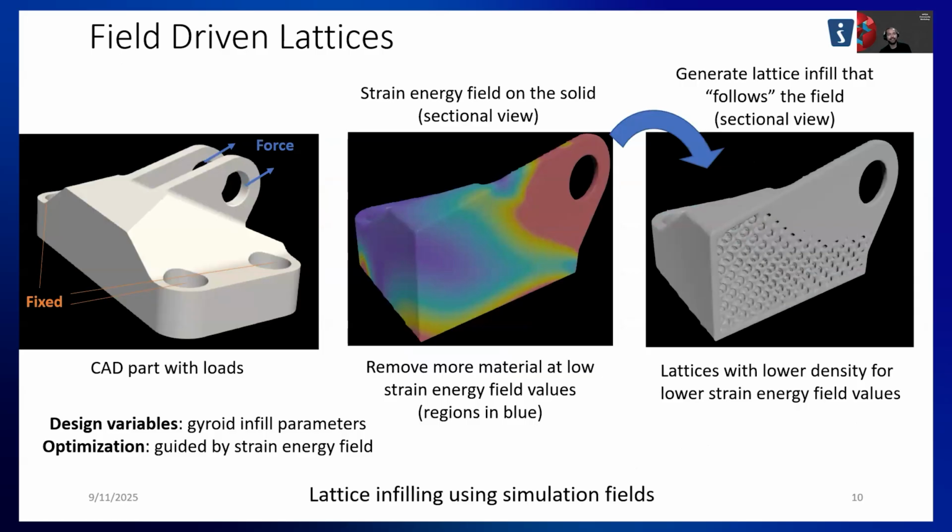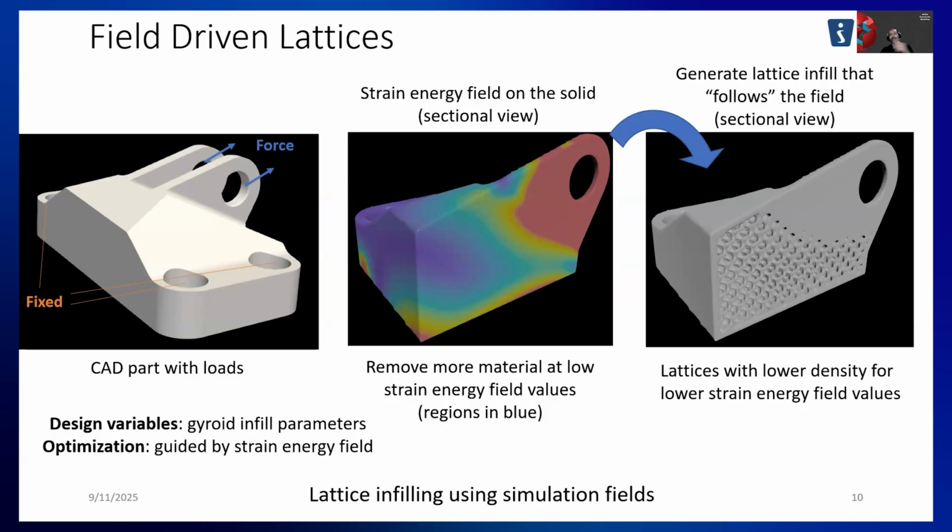The other case is how to do field-driven lattice design. Here you have a CAD part, you have some loads applied, and you do the simulation, and then you get a sensitivity field. The sensitivity field essentially is the strain energy distribution. It tells you where the loads are not really intense and where the loads are really intense. What it means is you can remove more material at low strain energy field values. The blue region here says it's safe to remove material there, while the red regions are taking a lot of loading.